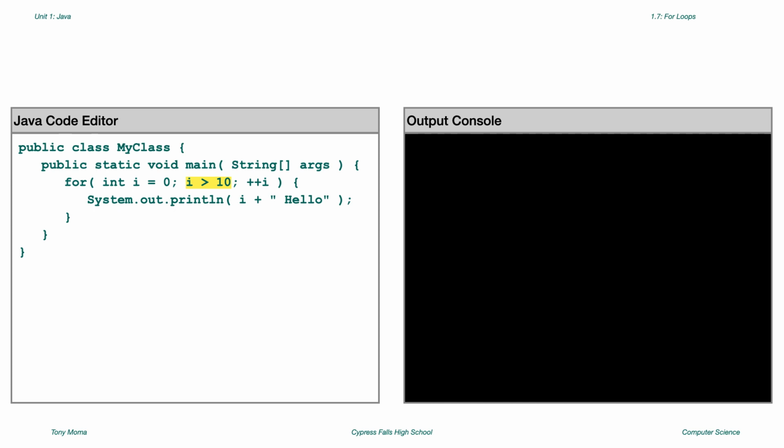So in this case, the for loop isn't going to perform any iterations because the loop condition was false from the very beginning. Thus, no output would get produced by this program.